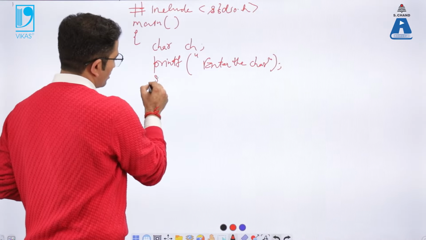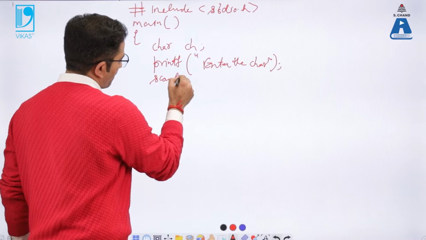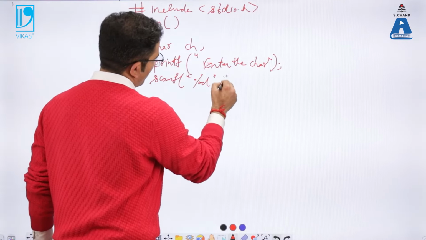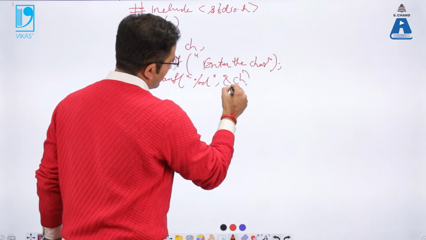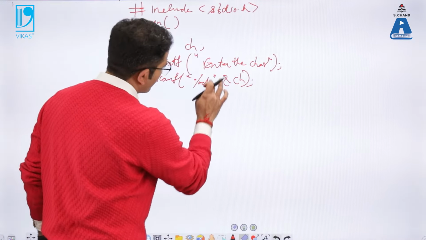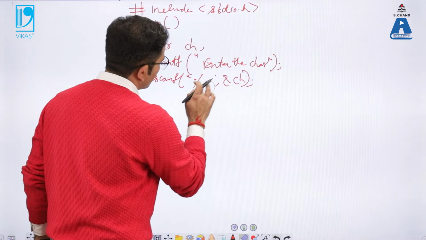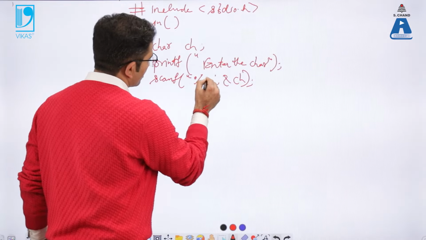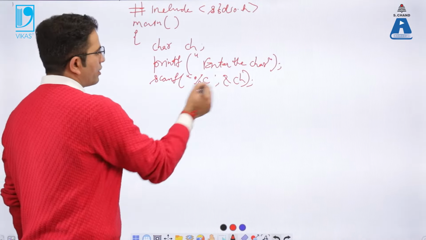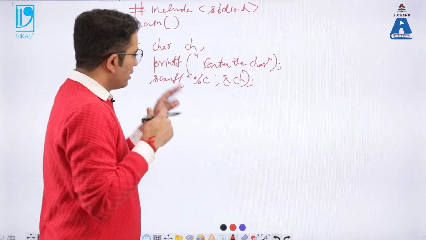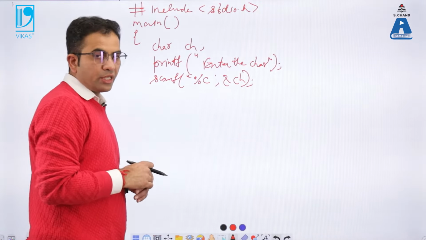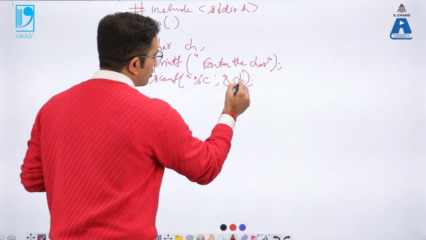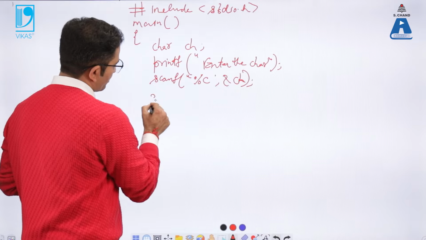scanf, ampersand ch. It is character, so this should be percentage C. Okay, now here you have entered the character. Now using the switch case, we need to identify whether this entered character is vowel or not. So let's apply the switch.